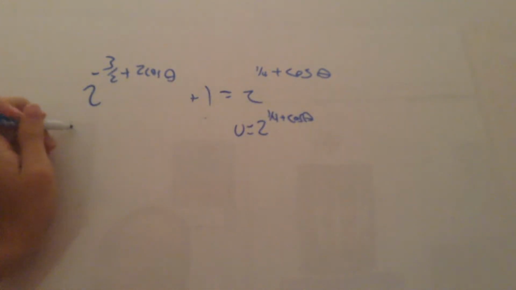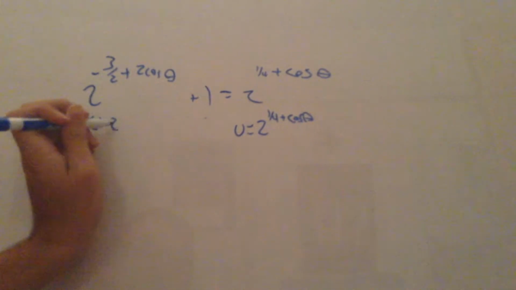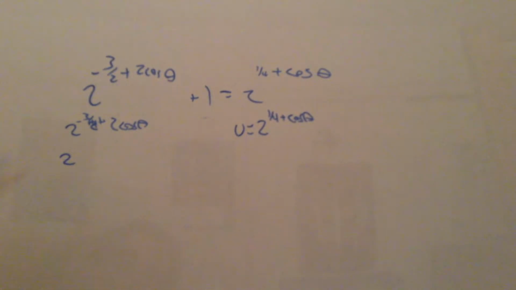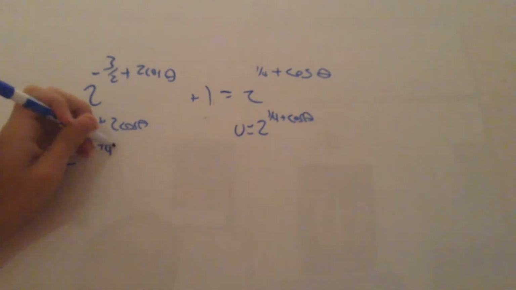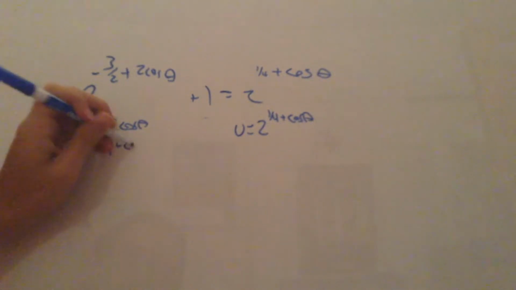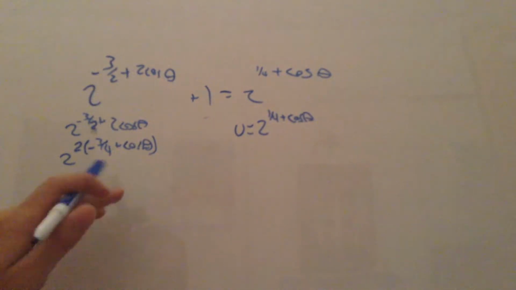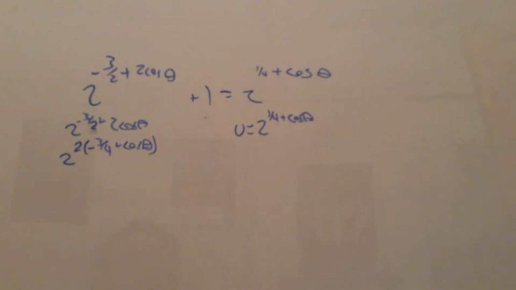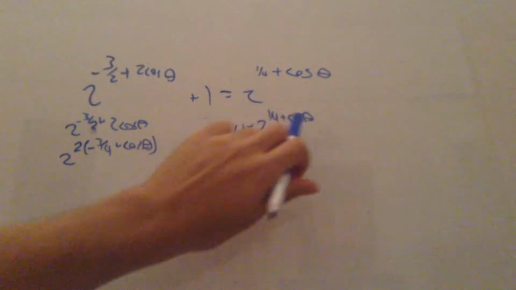What does this make this? We get 2 to the negative 3/2 plus 2 cos theta. Sorry, that was a little messy, 3/2. Then I can factor out the 2 right now, just so we can see a little better: negative 3/4 plus cos theta. Well, we have negative 3/4 here, we have 1/4 here. So this is just this minus 1.